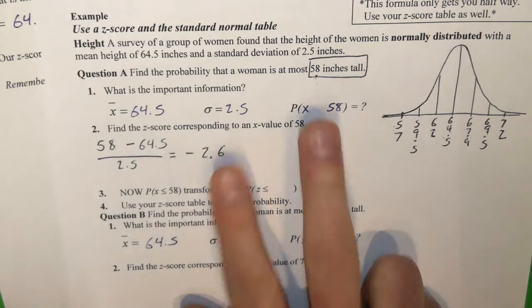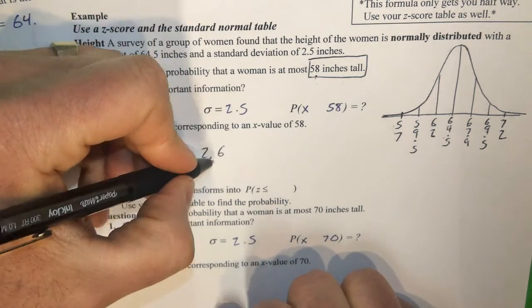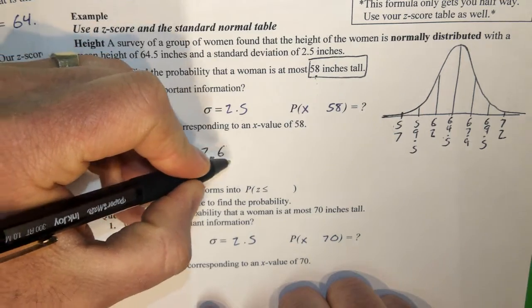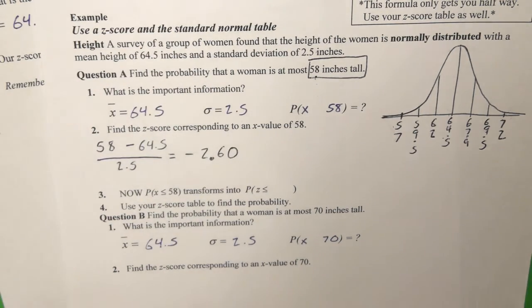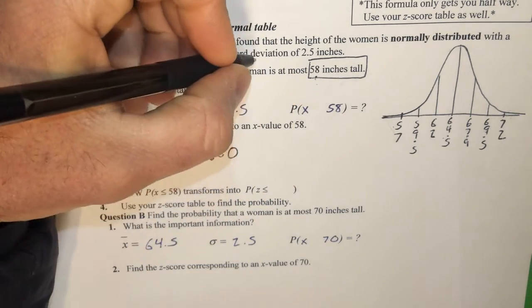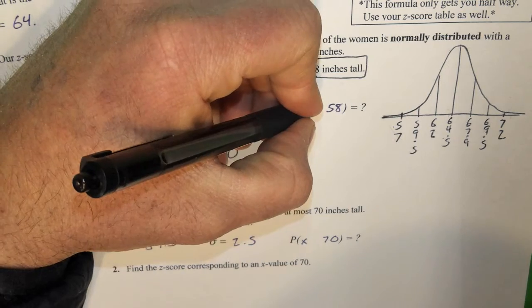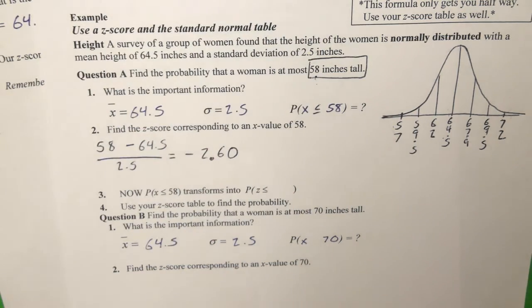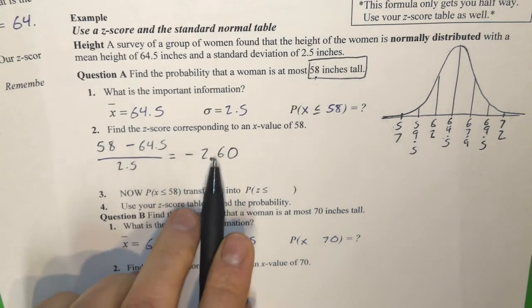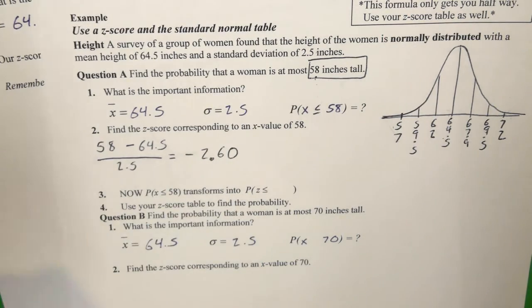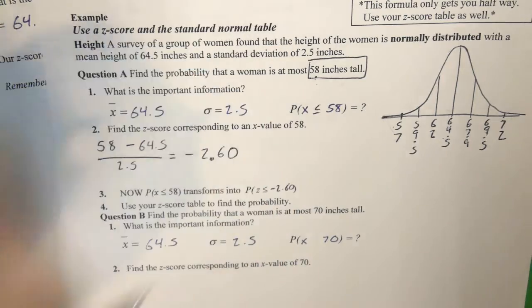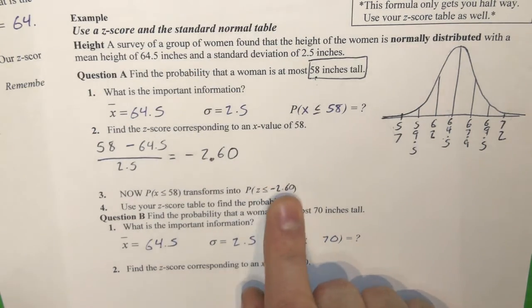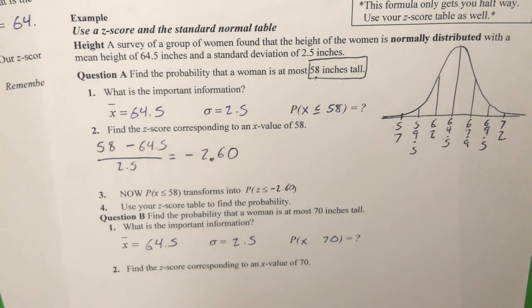But I want 2 digits after that decimal point. So that means I'm going to call this negative 2.60. And the reason for that is so that the next step works properly. What we have done right here is we have taken a problem that was about women who were less than or equal to 58 inches tall, and we have now changed it into a problem about values that are less than or equal to negative 2.60. So this number is a little bit smaller and a little bit more manageable for us.